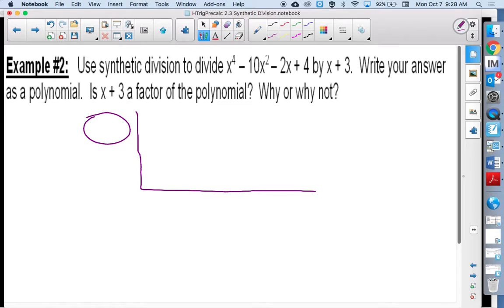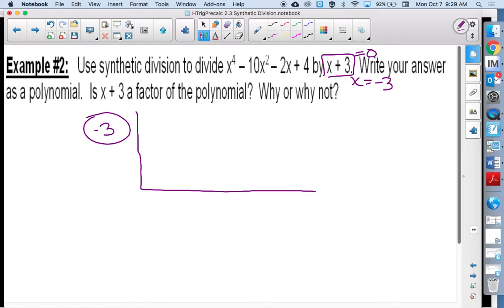Emma, what number goes in the circle? What are we dividing with? So we're dividing by the x plus 3. That means what number goes over here? Would you say 3? Not a 3. Because if I set this equal to 0, to get x by itself, it would be a negative 3. So we're dividing with a negative 3. So x plus 3 is a factor, but my actual x value is negative 3.